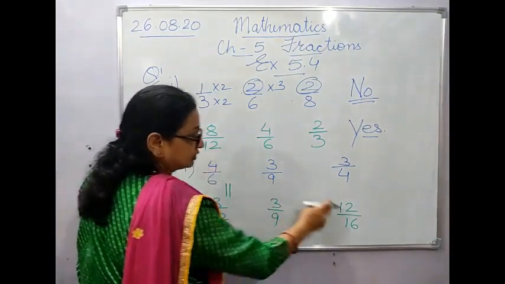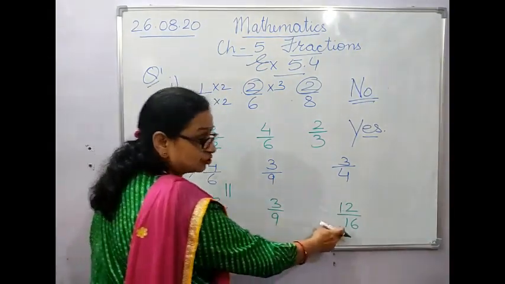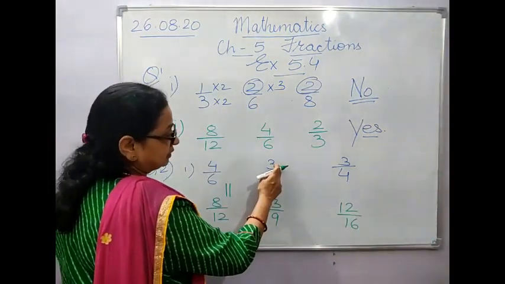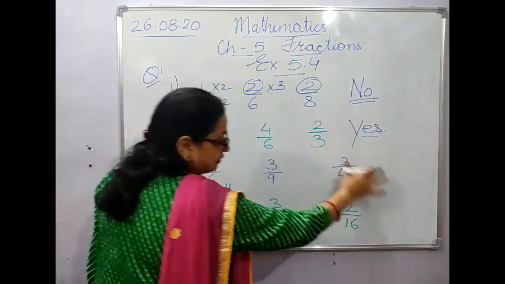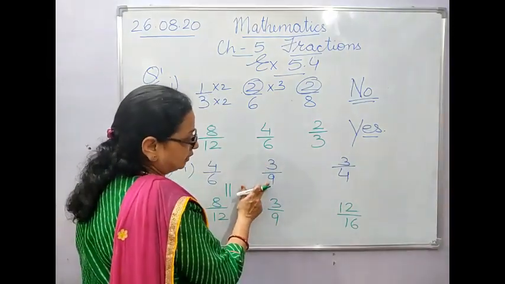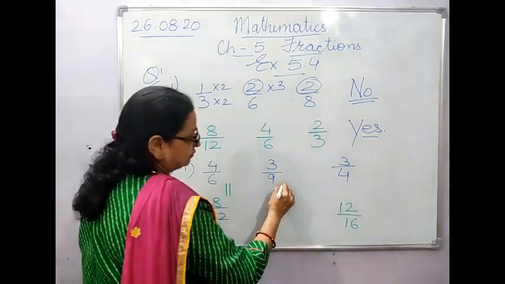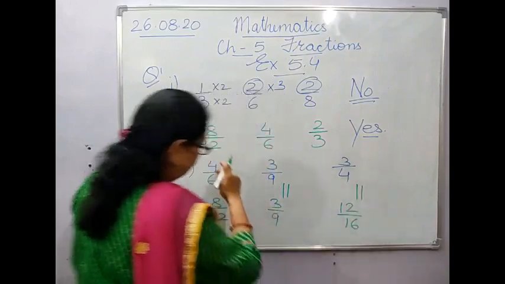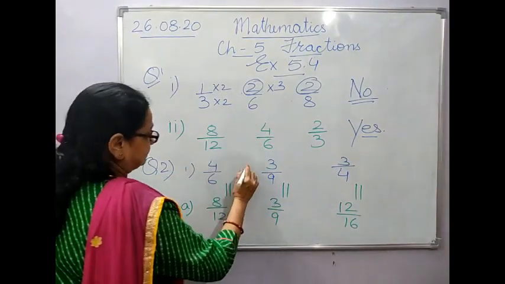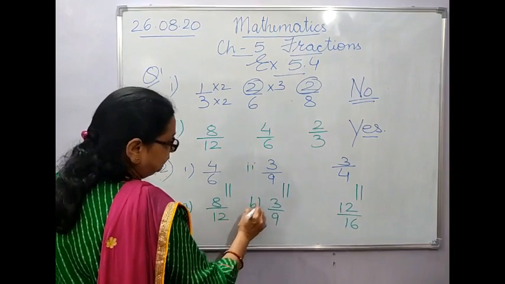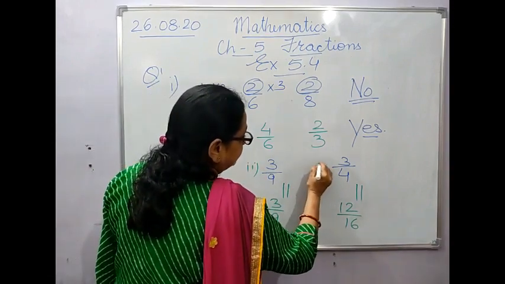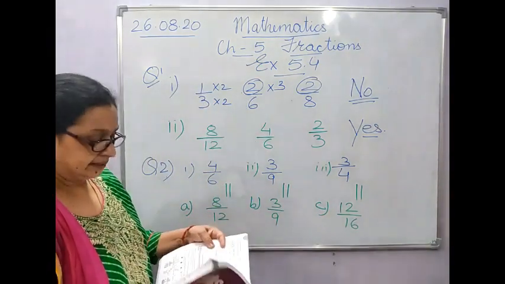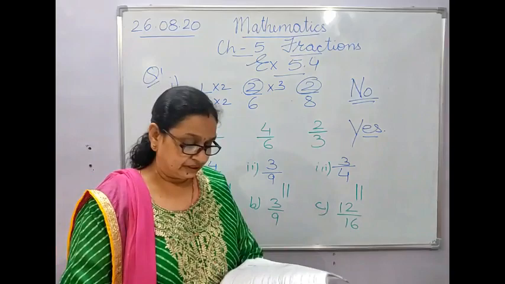Even if it is 4 threes are 12, we can find out, but 6 threes are 18, so that means it can't match. Then move on to the second one. 3 upon 9 is equivalent, so it will match, like it can be easily seen. Then the last one. So 1 matches with A, second one matches with B, and the third one matches with C. Hope this is clear.